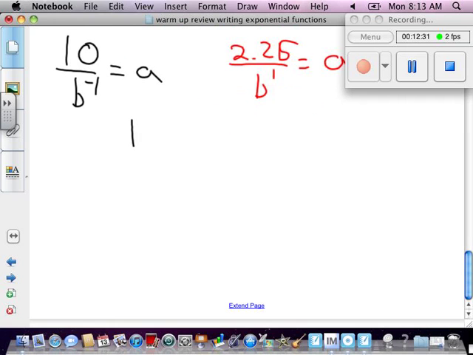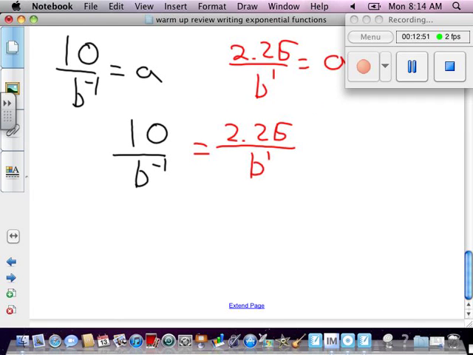B to the first. So I get 2.25 over B to the first equals A. It's really weird. Okay. So now what am I going to do? Set them equal to each other. I really hope we're writing this down. If we have questions, we ask them. 10 over B to the -1 equals 2.25 over B to the first.